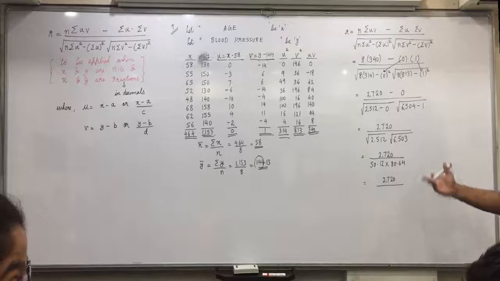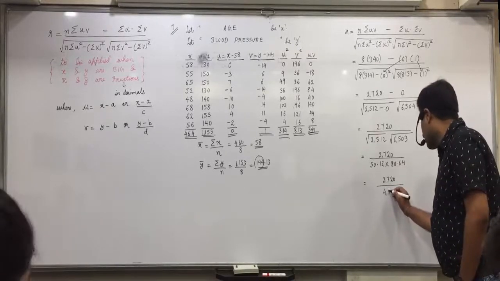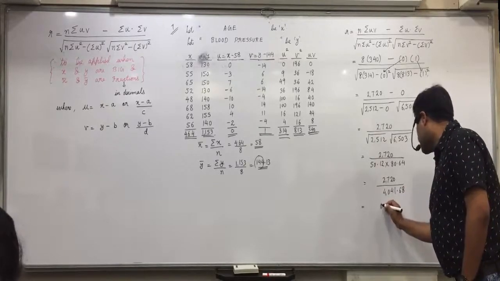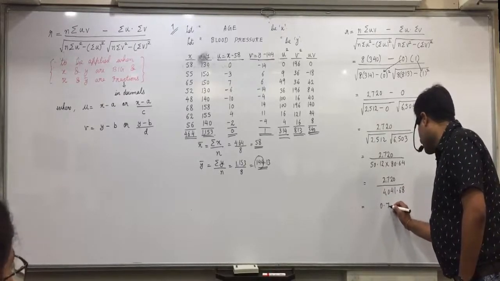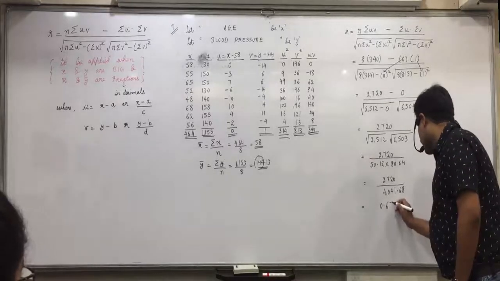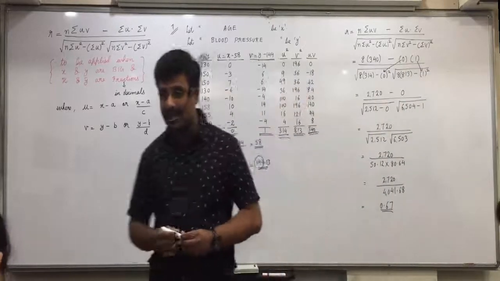Now, Jidit, 2720 divided by 4041.68. And what is the final answer? 0.67. Do you all get this?